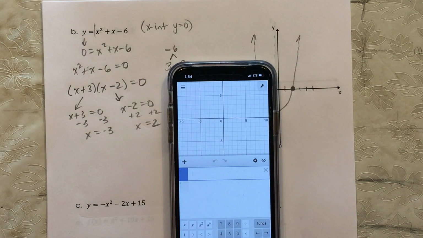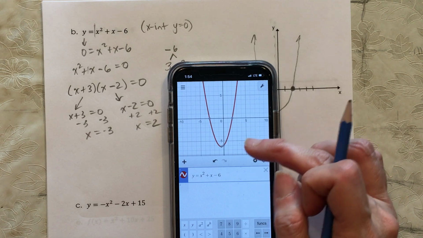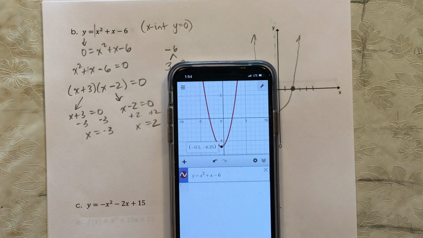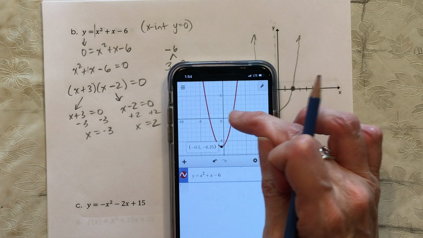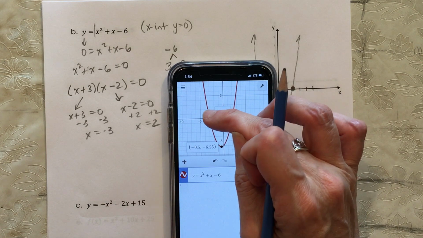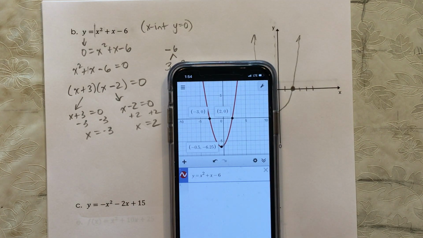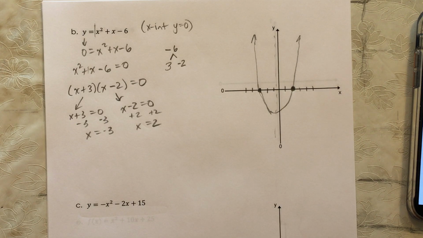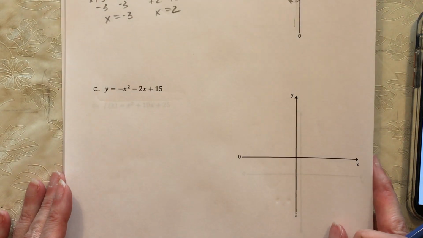So I've got Desmos here. Y equals x² plus x minus 6. And you can see if you click on there, it tells you that the vertex is at -0.5 and -6.25. Just to make sure, here you can check your intercepts, 2, 0, which we got, and -3, 0, which we got. All right, next one.